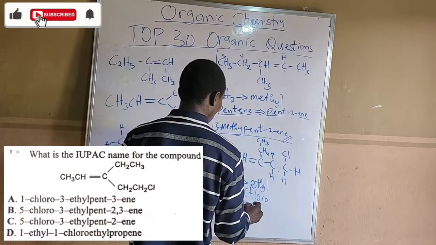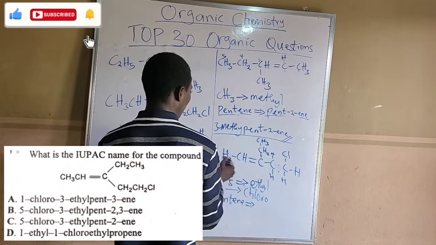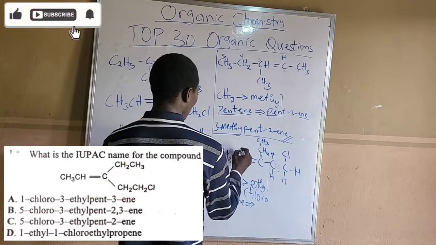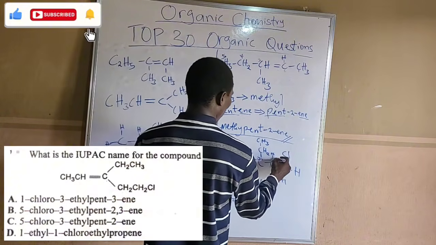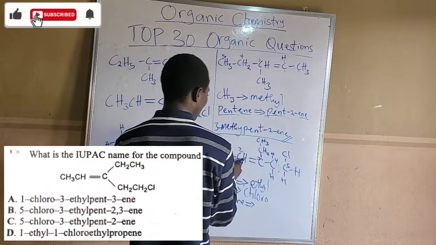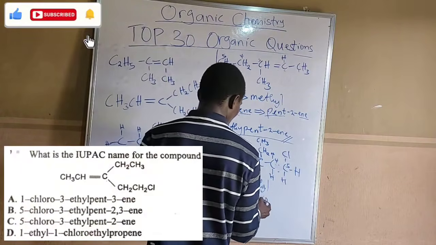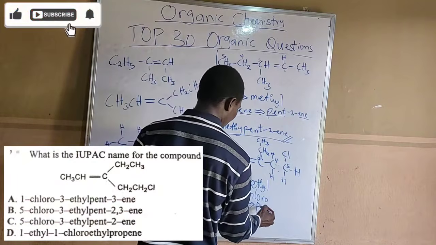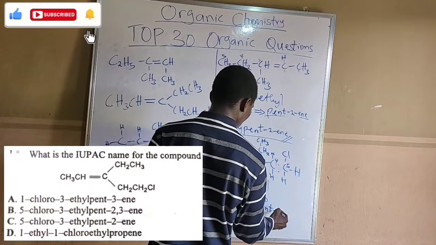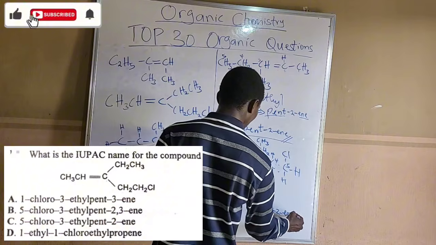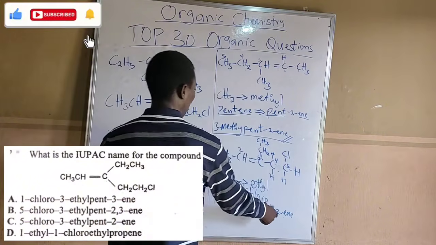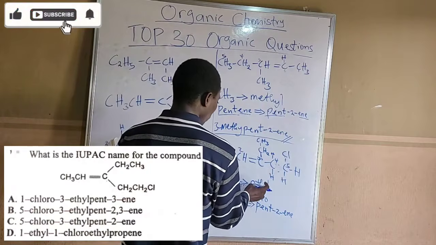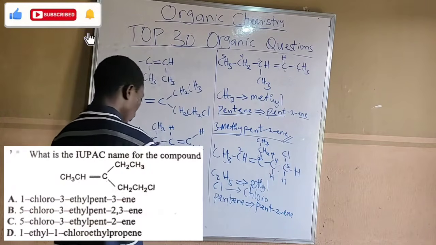So I will write pentene. But because I want to identify where the double bond is, since I'm starting numbering, I will start numbering like this, as I've explained. 1 2 3 4 5. So it is after carbon 2. Okay, so that will be pent, I'll put the 2 here in between. Pent-2-ene tells us that it is after carbon 2. So to name this now, we start naming the substituent first.